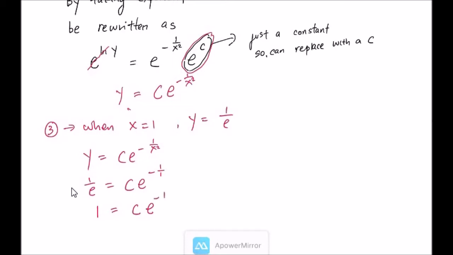This exponent is from here. You multiply the exponent by everything, so you get c equal to 1. Now that you know the value of c, you can substitute it into the equation of y. So y equals e to the power of -1 over x^2.